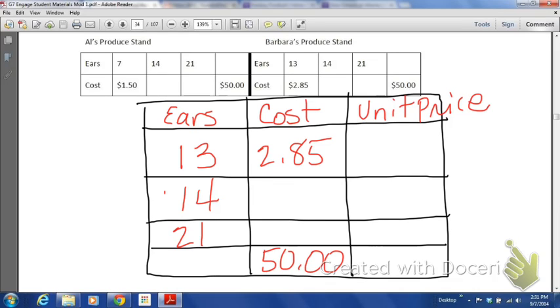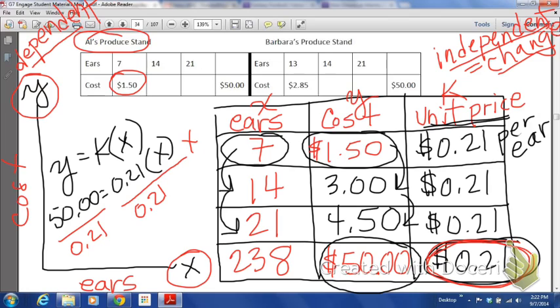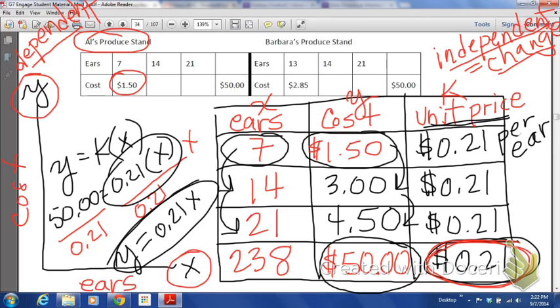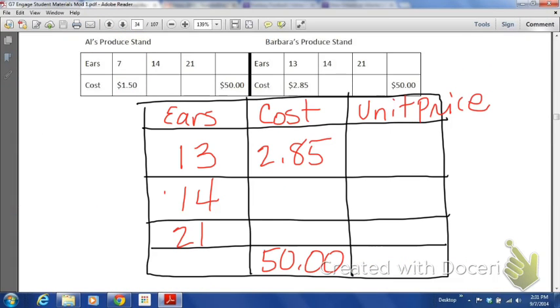Okay, so writing an equation for Al's, let's go back to Al again. Al's equation here for the proportional relationship was y equals 0.21x. Okay, so that's our equation there, and of course that's what we got right here. Okay, but now with Barbara, again, if you did all the math, checked your math twice, I'm sure you'd have come up with similar answers.